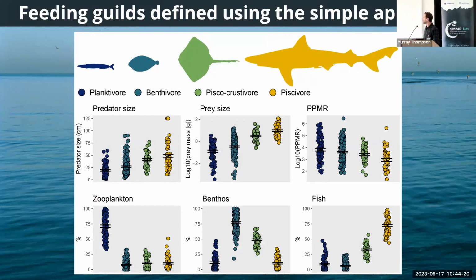So we have a planktivore guild, which has the smallest body size and eats the most plankton, clues in the name. They have the smallest prey size and the highest predator-prey mass ratio. At the other extreme, we have piscivores, which are the biggest, take the biggest prey, have the lowest predator-prey mass ratio and eat the most fish. Then we have these two intermediate benthivorous guilds, and this rather classically named pisco-crustivore guild, which eats a mixture of fish and crustacean.